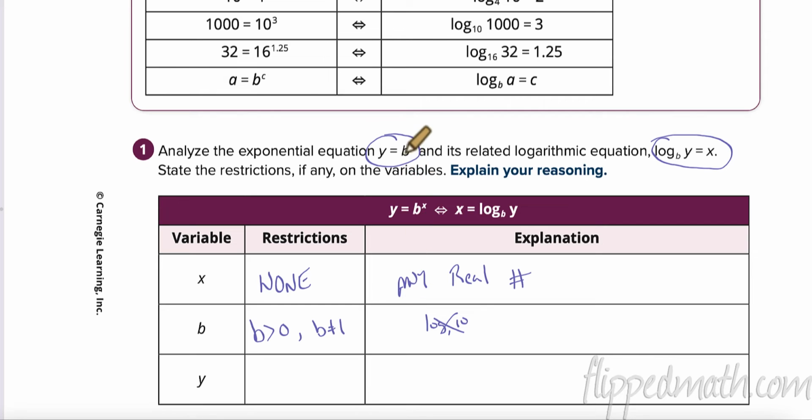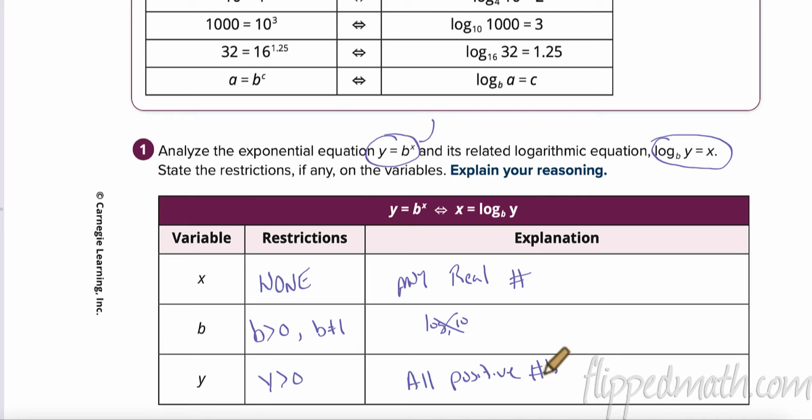And the reason is when we had this, we talked about exponentials. This multiplier here is always going to be positive. And if it's a 1, it doesn't make sense because 1 to any number flatlines. It doesn't actually make that curve. That's why we can't have b equals 1. So then what would y equal? Well, y is going to have to be greater than 0. It's going to have to be all positive numbers.